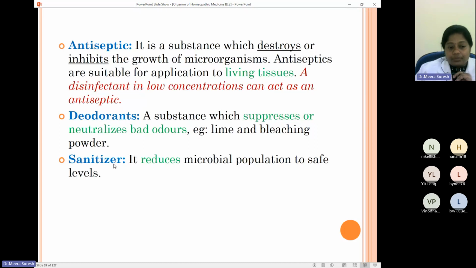Then sanitizer. During COVID, what we used to use, and even now. It reduces the microbial population to a safe level. So it is not killing the organisms, and it is not stopping or inhibiting their growth. It is just reducing the microbial population to a safer level. So that's what a sanitizer is by definition.